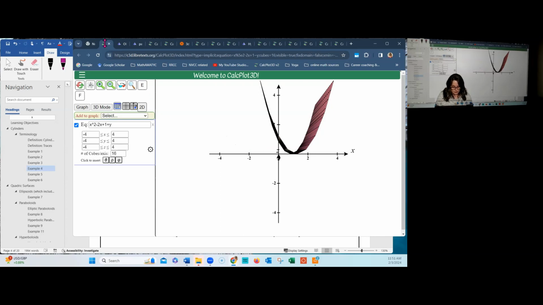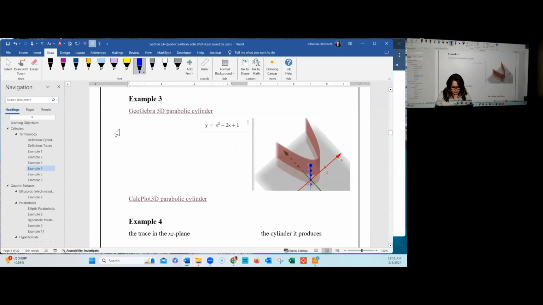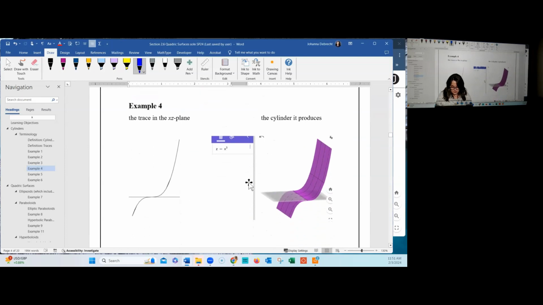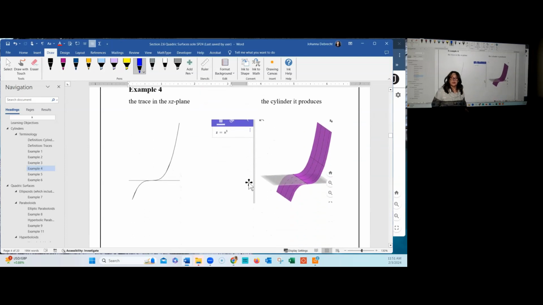All right, so let's take a look at another example of one. We want to go back to the cylinder that was z equal to x cubed. So we have z equals x cubed, which produces a cubic equation in the xz plane. So this is the xz plane. And then when you pull it along rulings parallel to the y-axis, you get, well, it kind of reminds me of a piece of bacon, right? So it's got this nice little shape to it, but it's not closed and it's not a quadric surface.